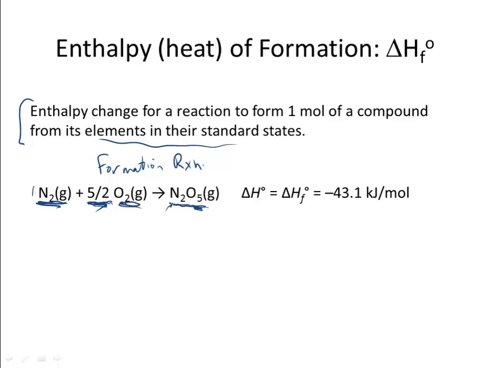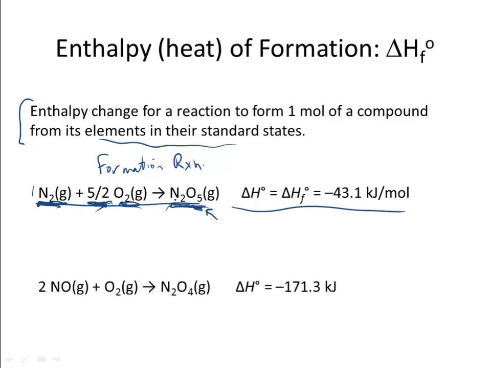So the delta H for this particular reaction is the delta H of formation for N2O5, because this is a valid formation reaction. So you would find in a table the heat of formation, delta H of formation, for N2O5 to be minus 43.1 kilojoules.